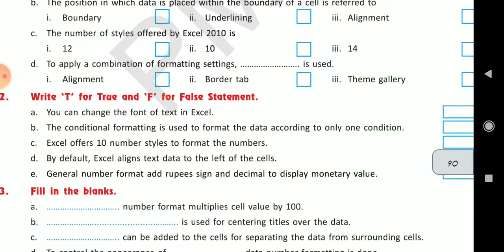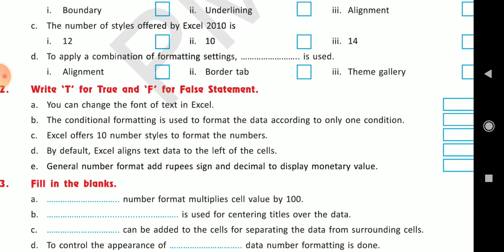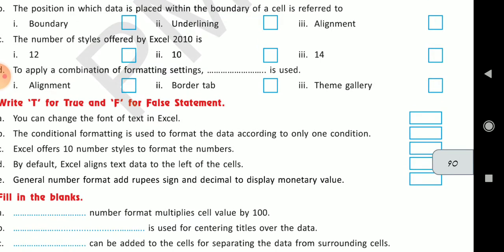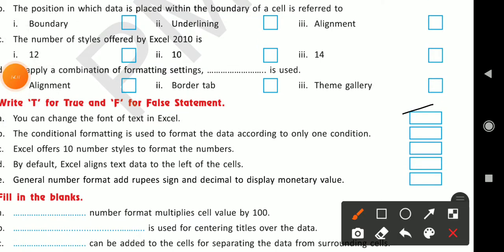Next, true and false. You can change the font of text in Excel. Yes, we can change the font of text in Excel. So first one is true. The conditional formatting is used to format the data according to only one condition. False. No. There are many more conditions given which you can use for conditional formatting. Okay? There is no restriction for using only one condition.